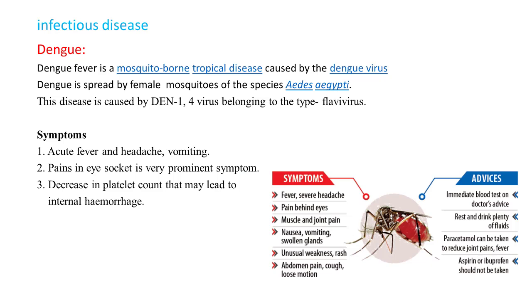The infectious disease dengue. Dengue fever is a mosquito-borne disease caused by the dengue virus, known as Den1 to Den4 virus, belonging to the type flavivirus. Dengue spreads by the female mosquito of the species Aedes aegypti.